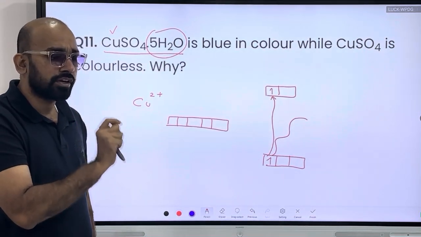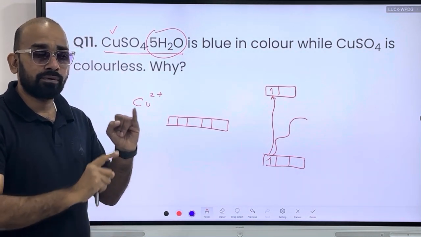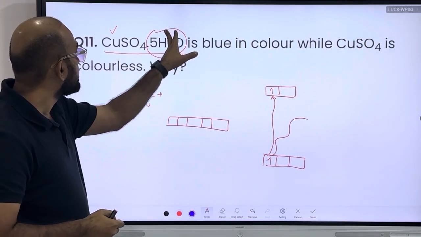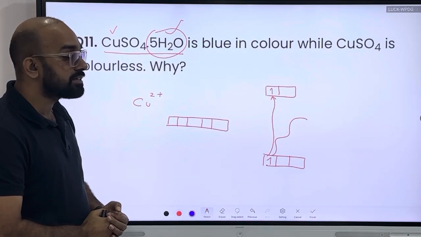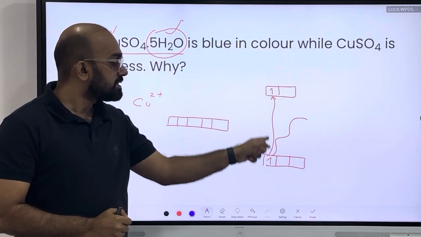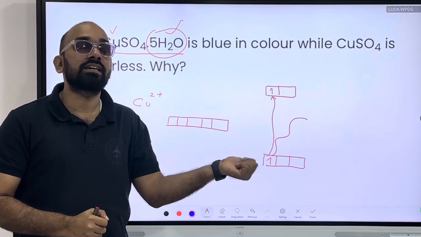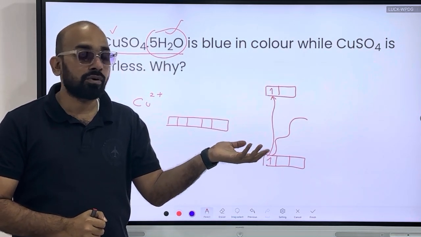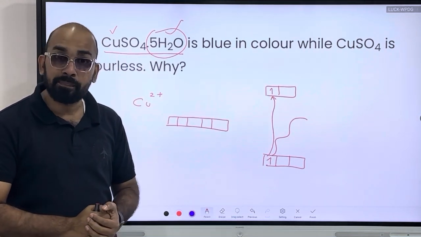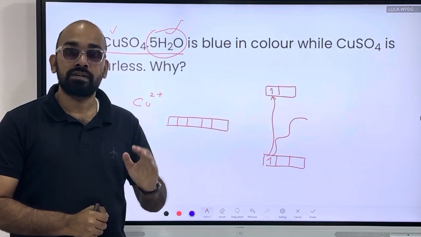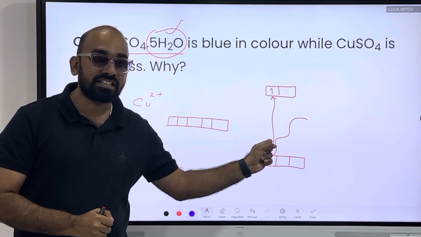So for a coordination compound to be colored, you have to check whether ligands are present or not. Here you can see a ligand is present, correct? So definitely crystal field splitting happens. Then you have to check whether an unpaired electron is there or not. Of course, Cu2+ has an unpaired electron. So definitely that compound will have color due to d-d transition.